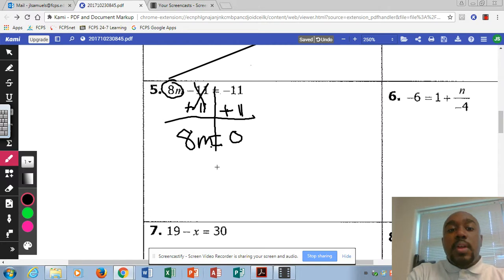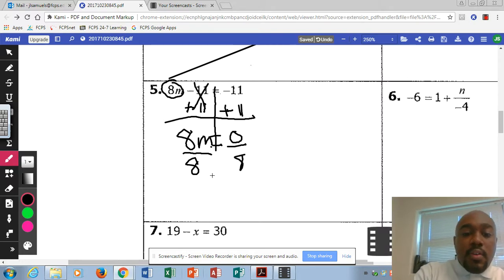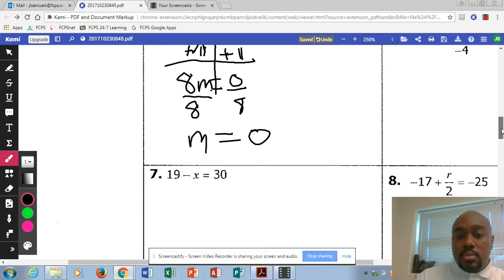8m really means multiplication, 8 times m. So we do the opposite, which is divide both sides by 8. When we divide both sides by 8, we get m equals 0, because 8 goes into 0 zero times. Keeping it moving, let's do another example.